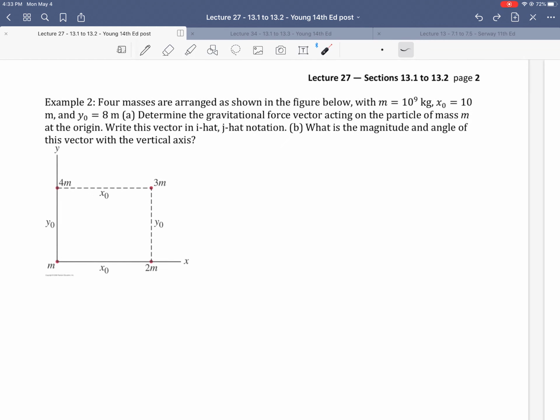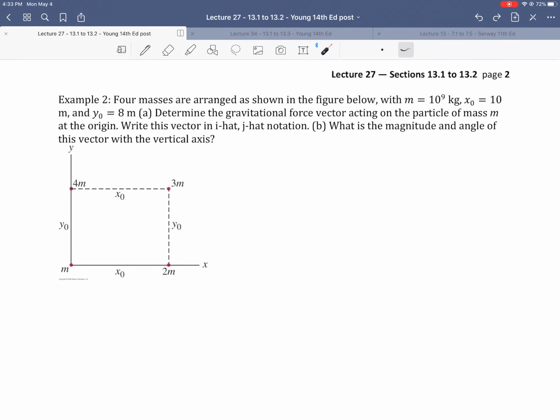Right, let's move on. This is a great example of the vector process of solving for the net gravitational force acting on a given particle due to two or more other particles. In this case, I have a rectangle. Let's take a look.